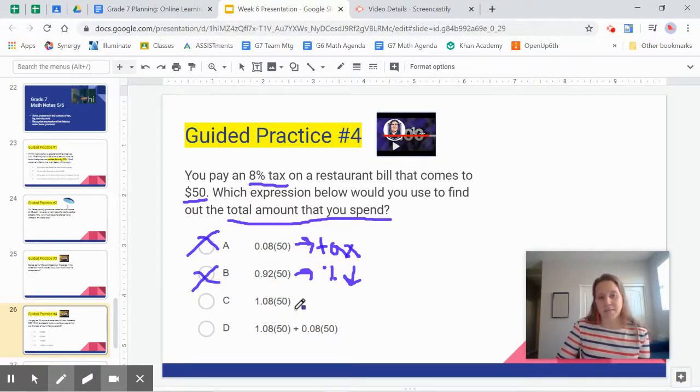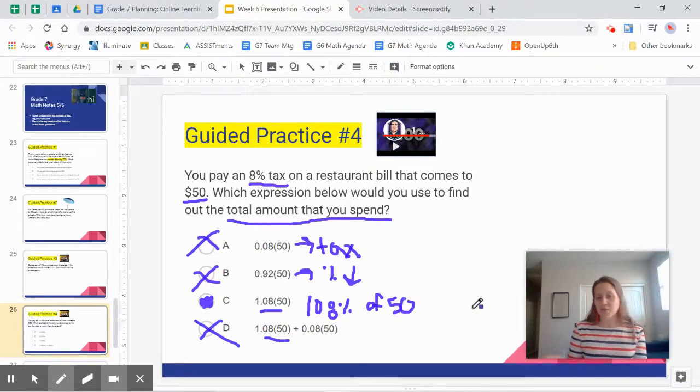1.08 times 50. C looks pretty good. This is the total, the 100%, and the 8% of 50. So this is 108% of 50. Will that give me the total amount I spend? I think so. I think C is correct. I'm going to go ahead and shade it in. How about D? C and D start out the same, but D also adds 8 more percent. So D is not true.